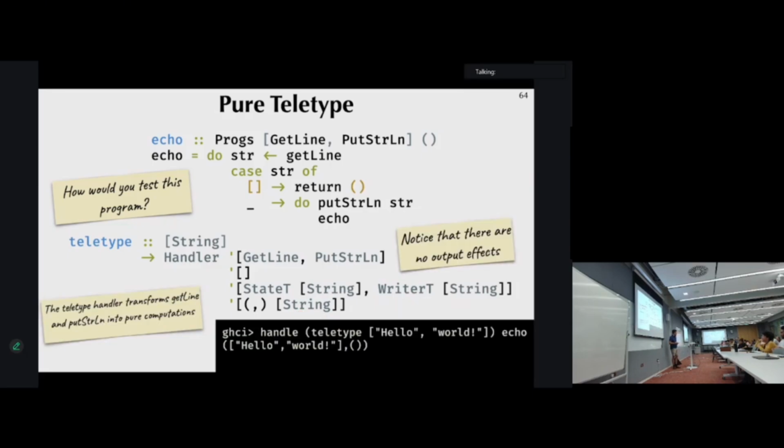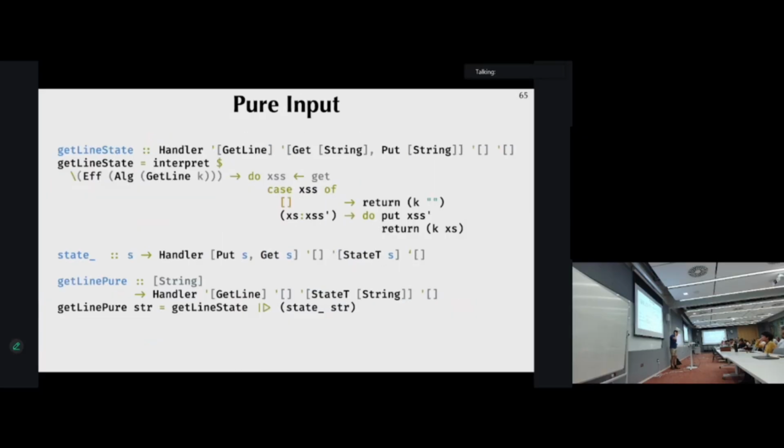Okay, I think we've talked about all of that, and the idea is that if we do handle teletype hello world echo, you get back hello world as the, oh sorry, I think it says something wrong. Hello world is the output thing that you've been logging, so we logged that hello world came out. So this teletype takes in the input string, and here you see that it's been faithfully reproduced. Fine.